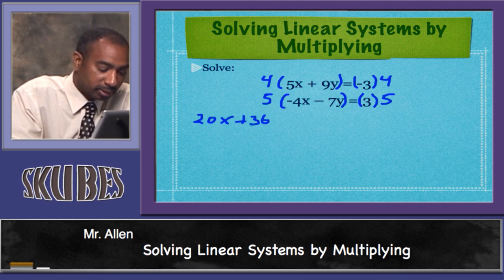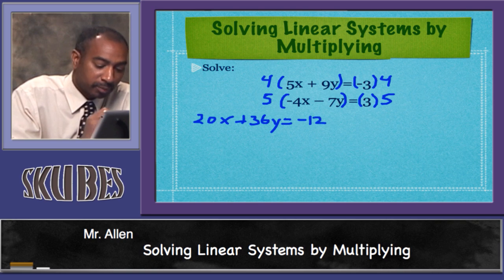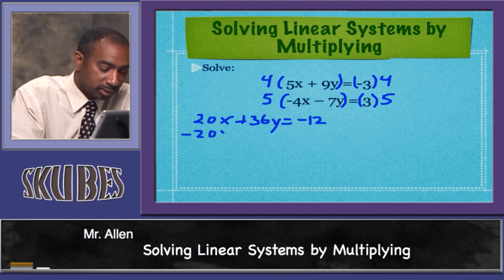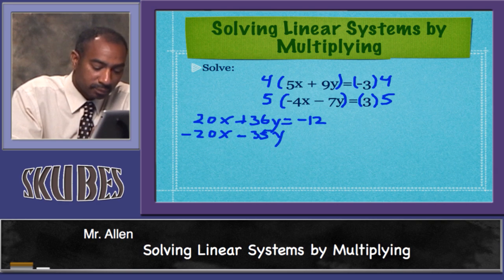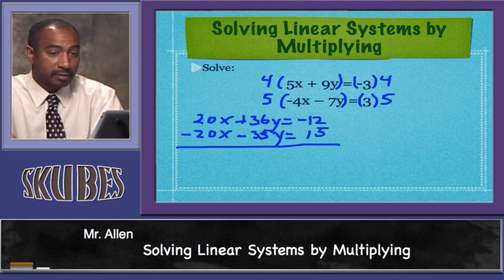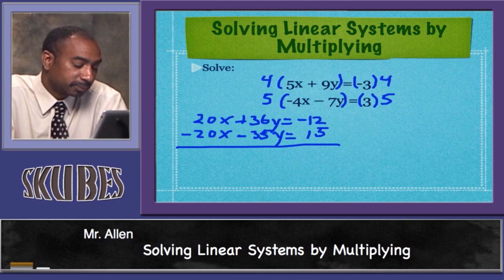All right, so when you do that, you're going to get 20x plus 36y equals negative 12 for the top equation. The bottom one, you're going to get negative 20x minus 35y equals 15. And now you can add them up because I have an opposite pair for the x term.